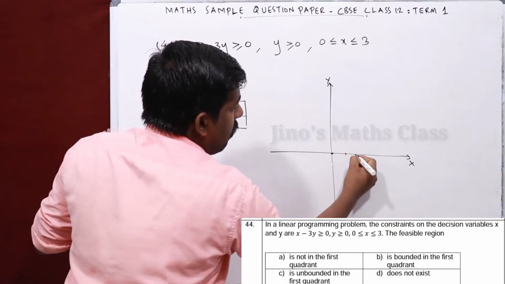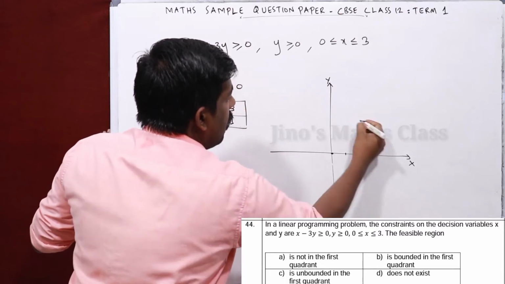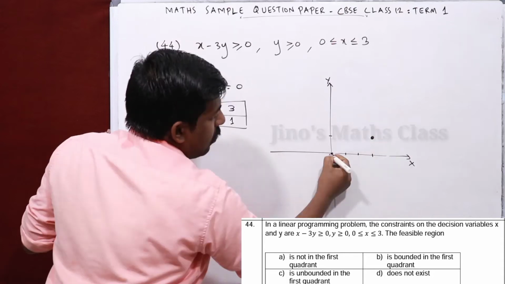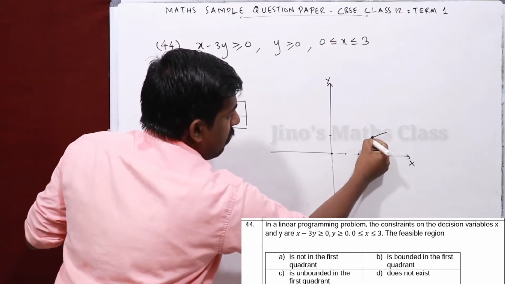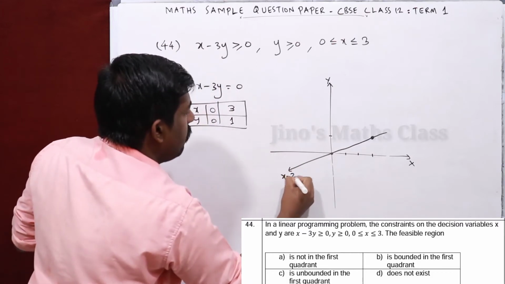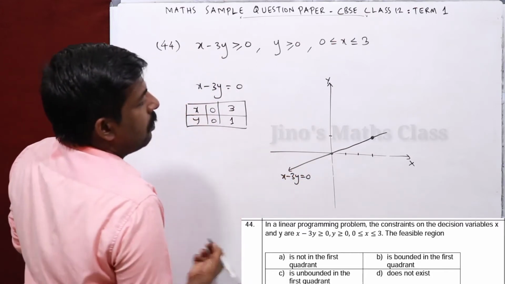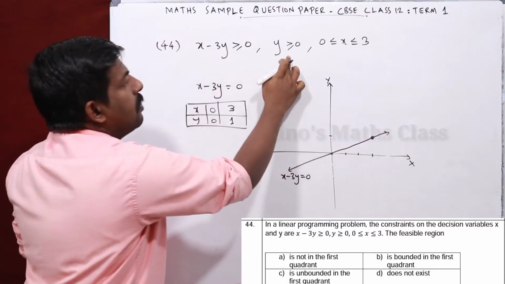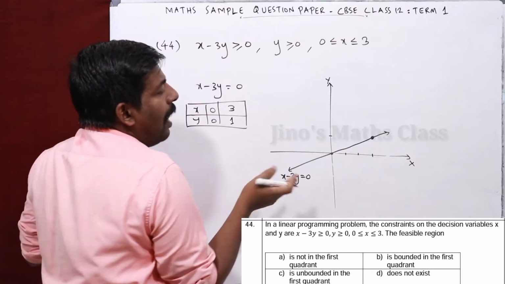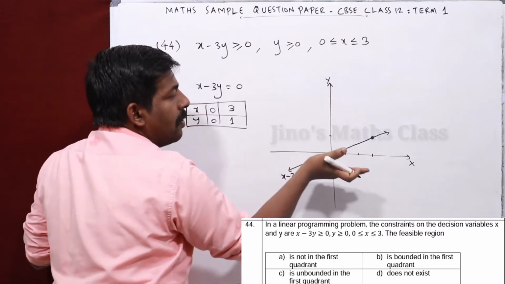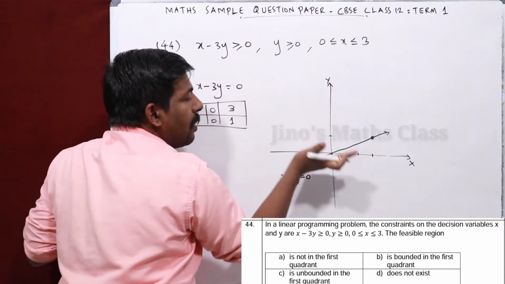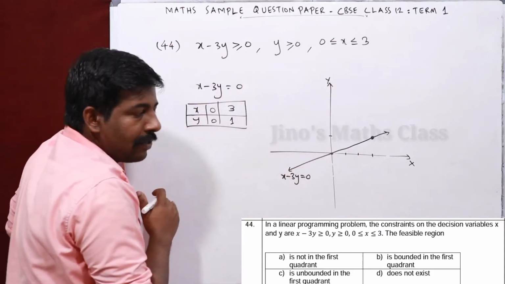So here if we take 1, 2, 3, then here if we can take 1, then passing through this point. So now we can join these 2 points. That means here we are getting a straight line like this, and we can mark it as x minus 3y is equal to 0. And next condition, it is y greater than or equal to 0, means it is the values above x axis. That means we can take all the values of y greater than 0, that means it is above x axis, right?